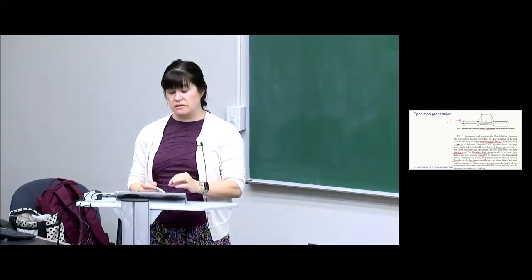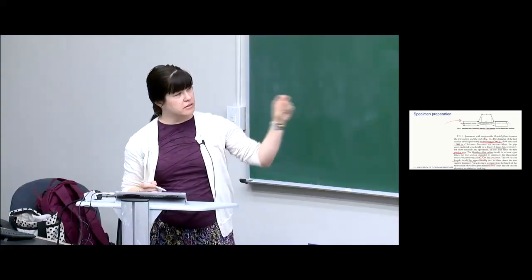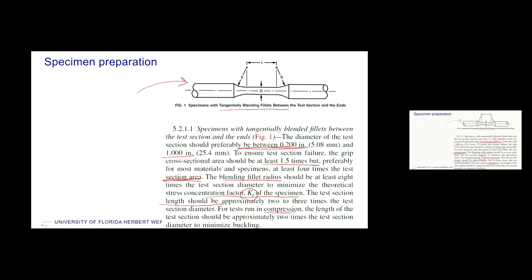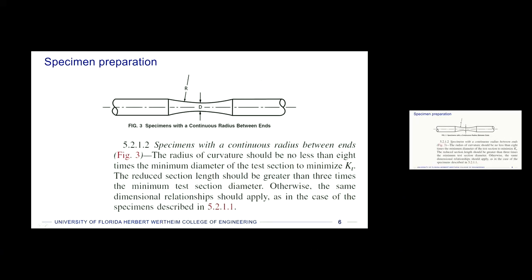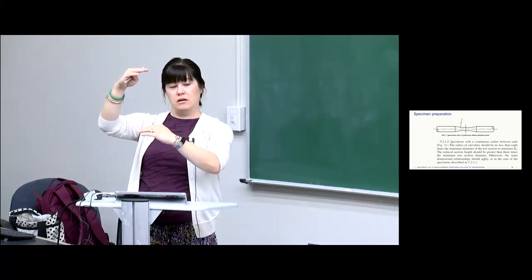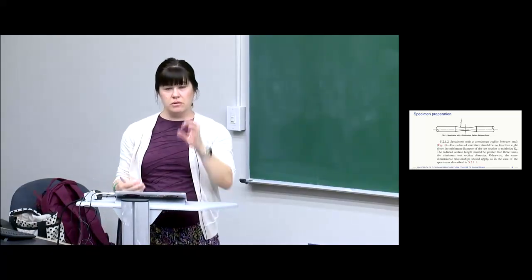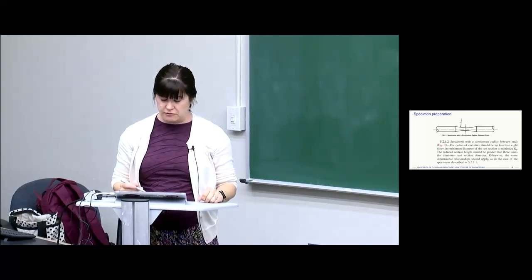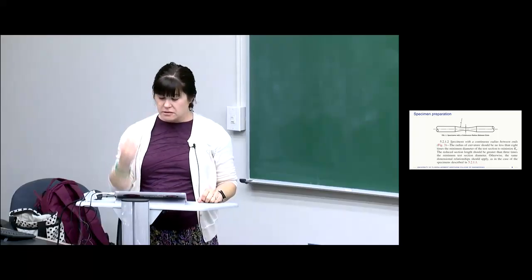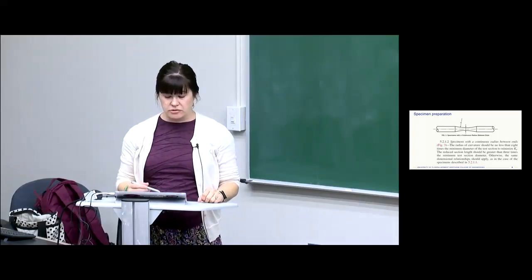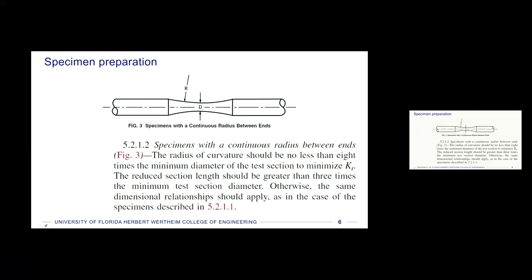So this is just for this particular type of geometry here, and it gives similar specifications if you want to have a continuous radius. Maybe you don't want to say it's going to fail anywhere between here and here. You say it's going to fail right here at the center, so I'm going to have a continuous radius with a minimum diameter where I expect it to fail. And so it gives specific geometrical relationships there.